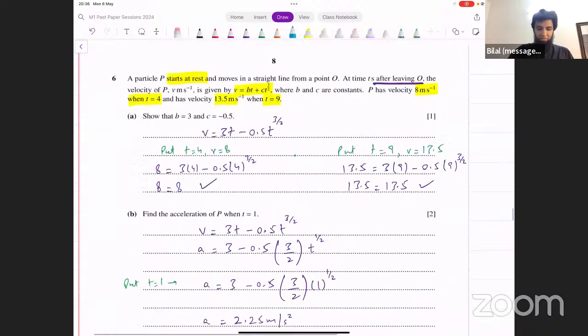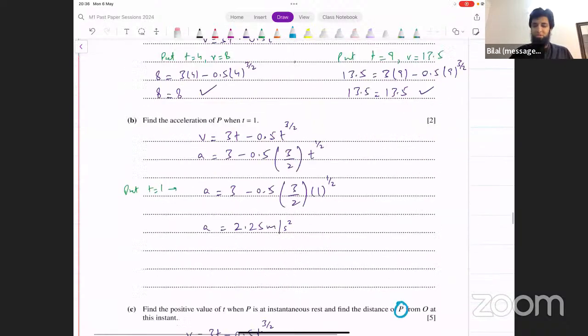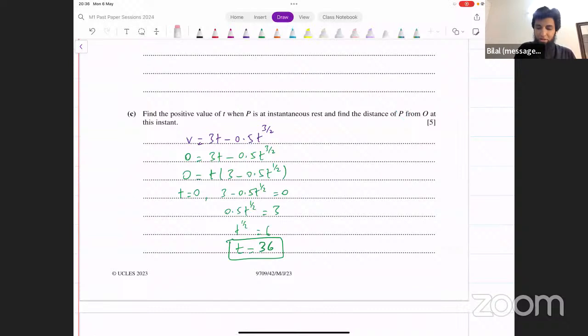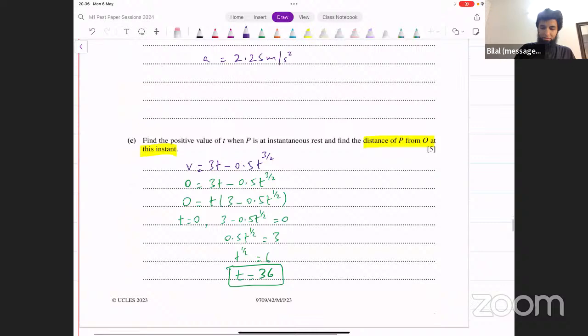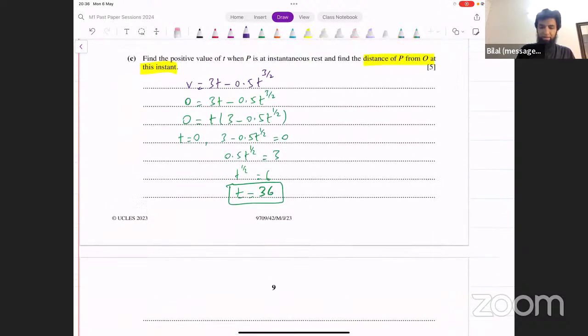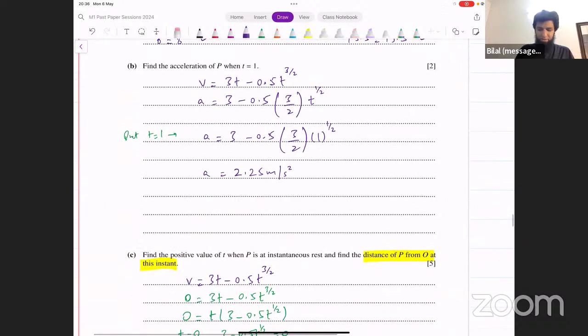Now, if you go back here, in this case, they're saying find the distance of P, that particle, from O, from the starting point. What does that mean? That's the displacement at this point. Displacement of the particle from the point O at this instant. So we are actually asked about displacement here. How do you find displacement? For displacement, you don't have to check for change in direction or even worry about that. All you have to do is just integrate it and input limits from 0 to 36.